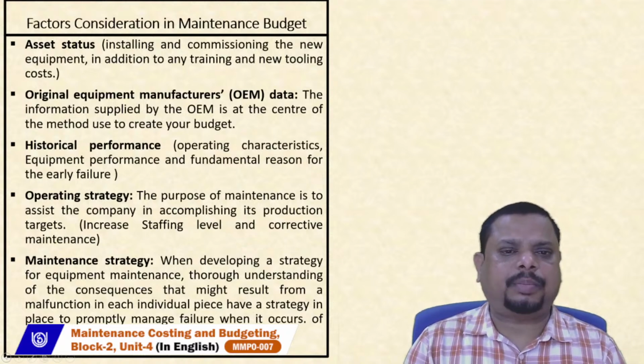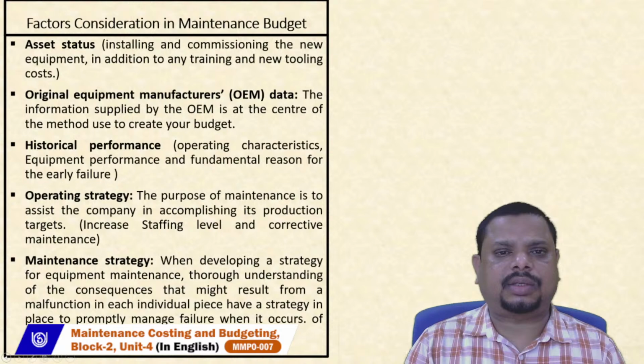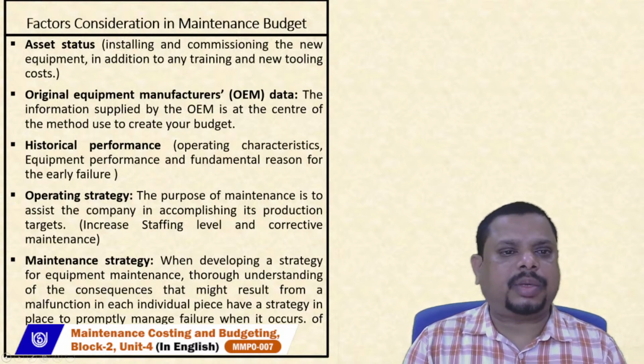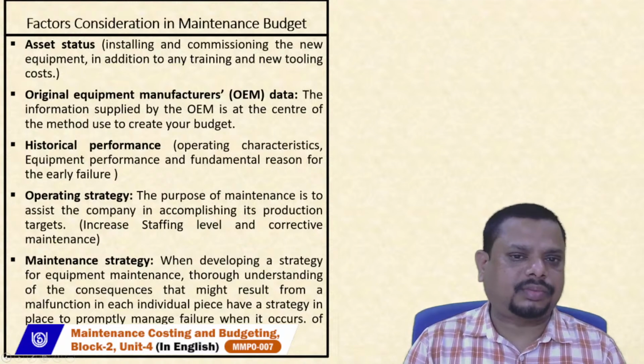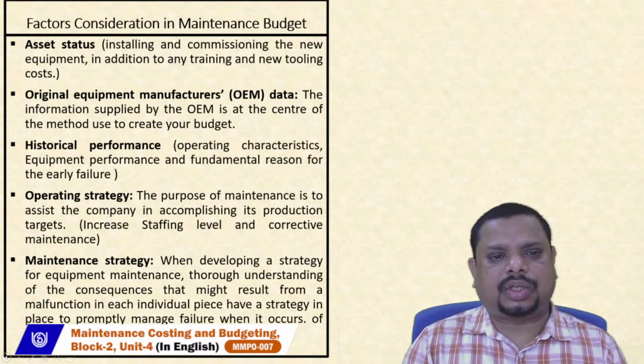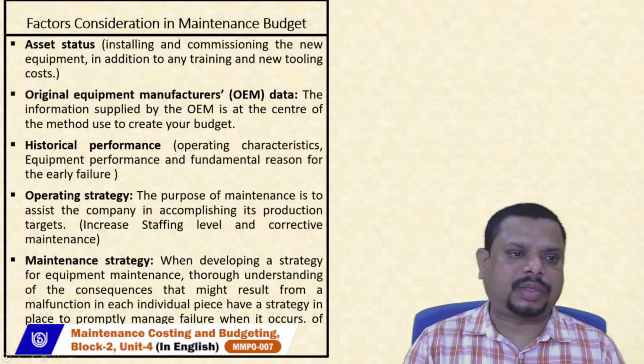So the same pattern, known as asset strategy, is also applied inside the organization. Whenever they install new machines, after installation they go for commissioning work. After commissioning they hand over this machine to the company personnel. To run the machines, to set up the machines, and to increase the efficiency of machines, the company personnel are basically trained by the outsourced companies. So in that case, the training as well as new tooling cost are included in asset status.